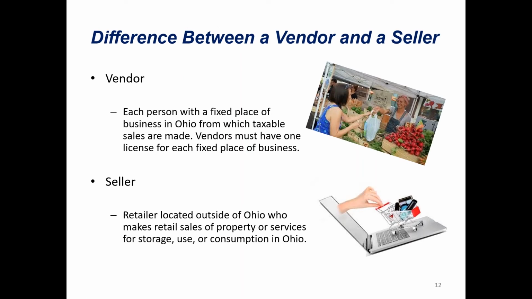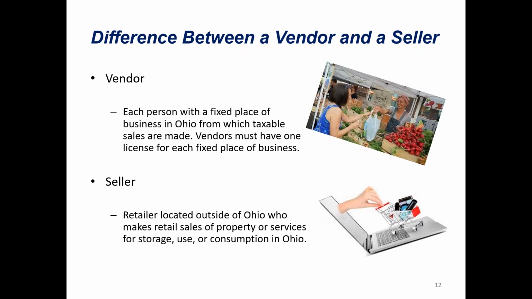Okay, what's the difference between a vendor and a seller? We've got a couple of definitions here that are maybe a little less informal, but they get the point across. A vendor is each person with a fixed place of business in Ohio from which taxable sales are made. Vendors must have one license for each fixed place of business. The important note there is in Ohio and fixed place of business.